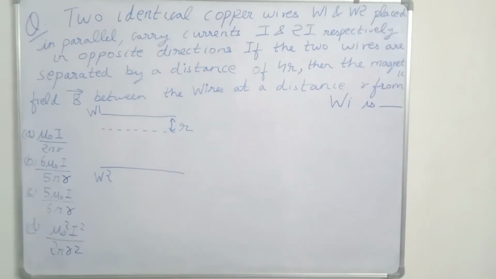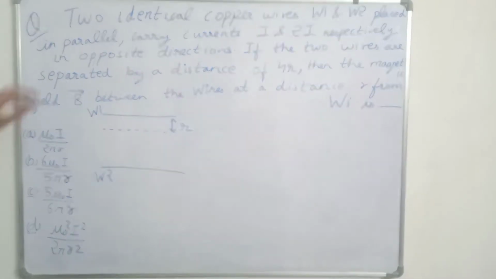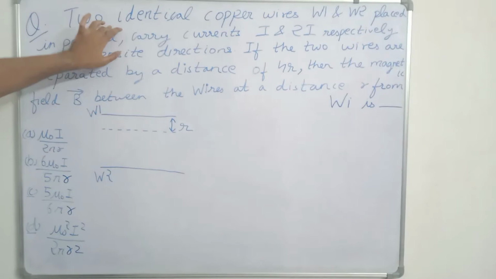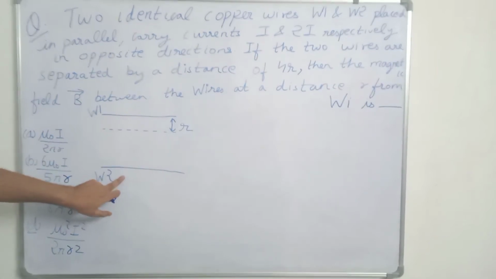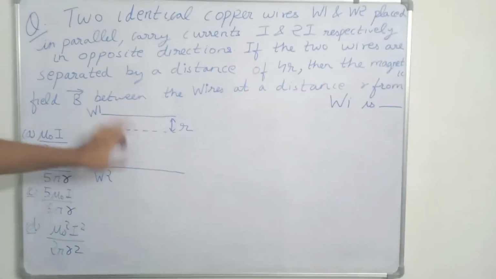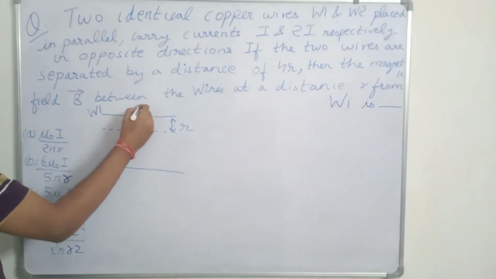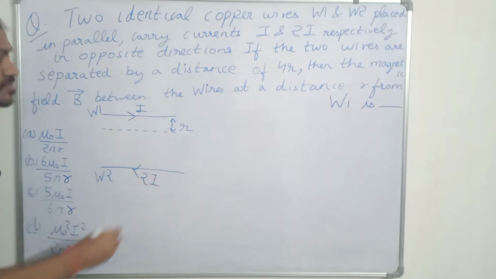So this is a question from GATE 2019 electronics branch. It says that two identical copper wires W1 and W2 placed in parallel carry currents I and 2I respectively. This is copper wire W1 and this is copper wire W2. So current through W1 is I and current through W2 is 2I.